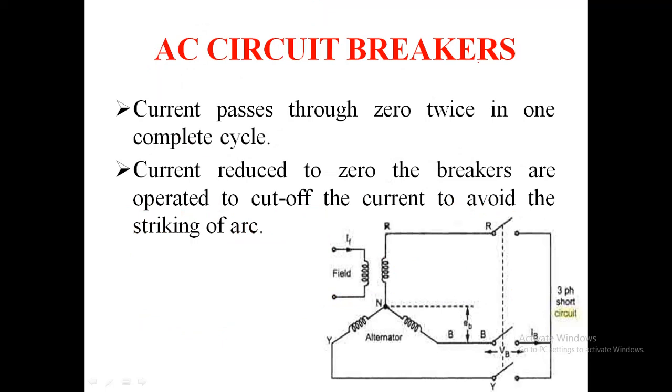Next is the AC circuit breaker. The difference between AC and DC is that in an AC circuit the current passes through zero twice in one complete cycle. When current is reduced to zero, the breakers operate to cut off the current in order to avoid the striking of the arc. But this condition is difficult to achieve and very expensive.